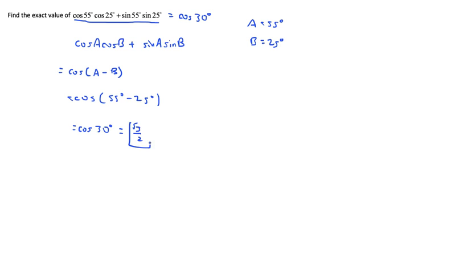So what does that mean? It means that this whole thing right here, if you were to use a calculator, it would give you maybe the decimal form of radical 3 over 2. Once again, the whole point here is using one of these sum or difference formulas to simplify this.